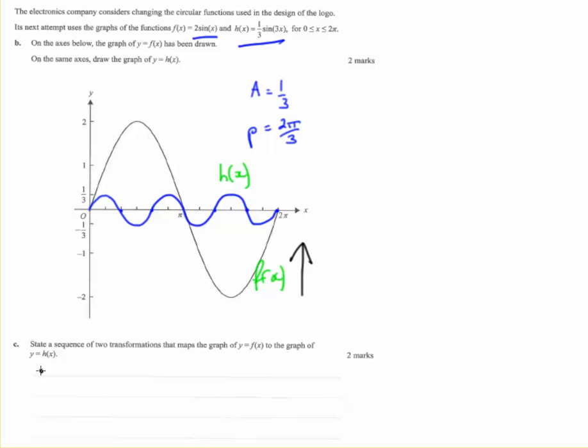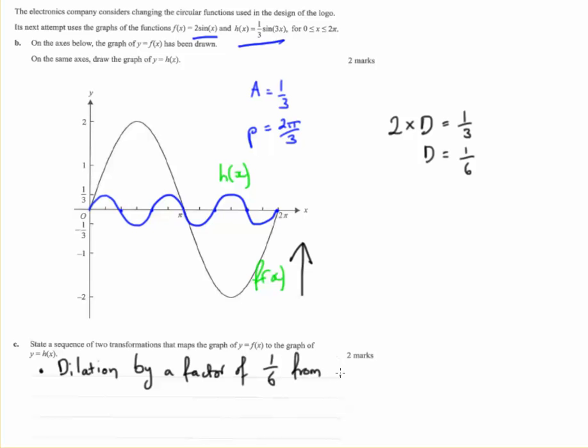Well, they're both dilations. So the first one we're going to describe as a dilation by a factor of what's happening. We're going from 2 to 1/3. So we're going from 2 times some dilation factor to get to 1/3. What's the dilation factor? Well, it's going to be 1/6. So it's a dilation by a factor of 1/6 away from the x-axis.